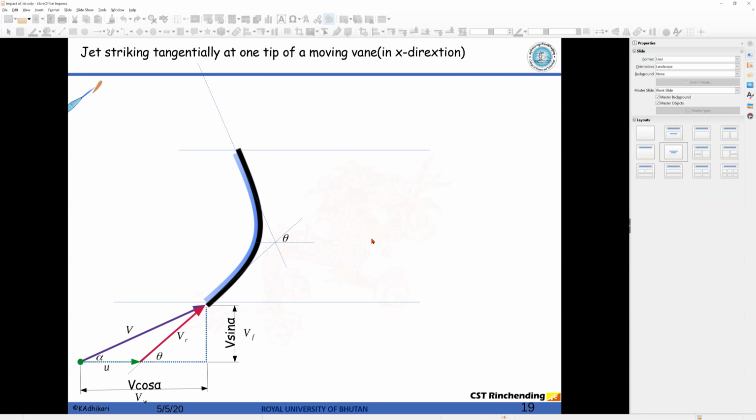All right. Likewise, let's construct a velocity triangle at outlet. Let's say v1 is the absolute velocity that is moving out of the vane.